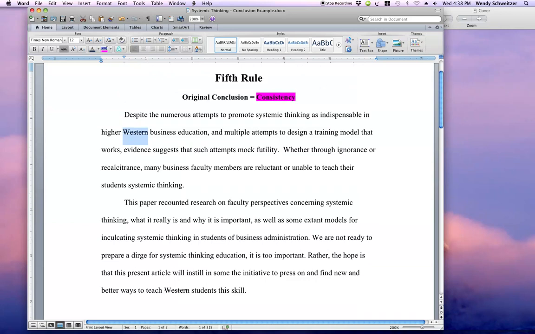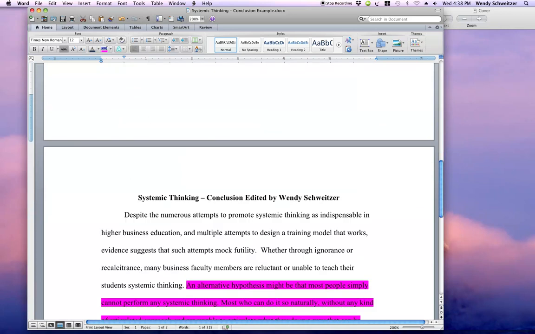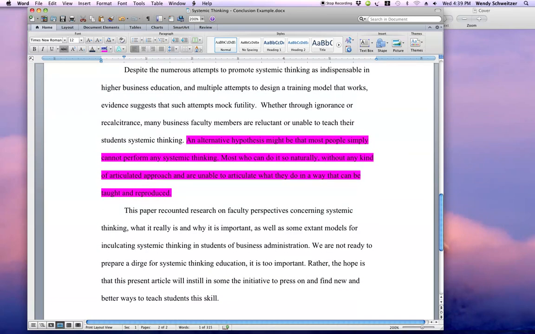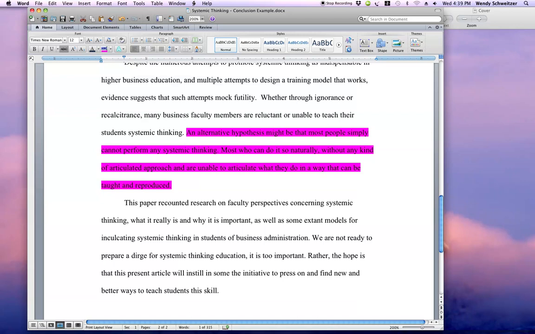So this is what it looked like. So I got rid of Western. This is what was the original conclusion. And then this is what I did. And this is what I added. An alternative hypothesis might be that most people simply cannot perform any systemic thinking. Most who can do it do so naturally, without any kind of articulated approach, and are unable to articulate what they do in a way that can be taught and reproduced. And I thought that also added more meat, more oomph, I guess, to the conclusion.